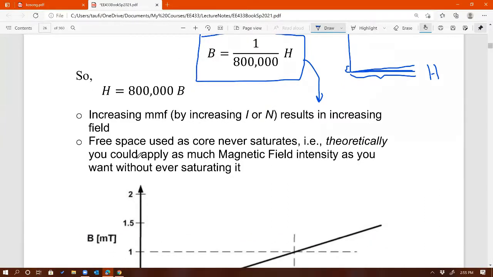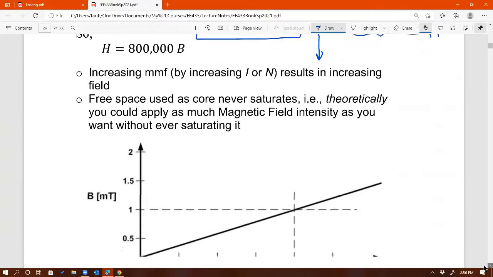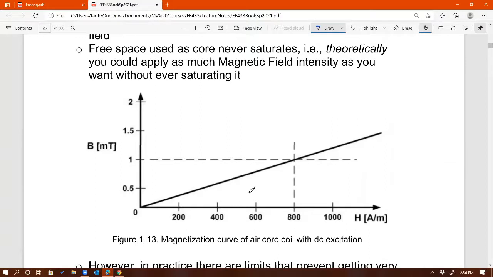And then if you use free space or air, then the core theoretically would never saturate, right? You can keep increasing. Here's the graph right here. B is in millitesla, and H is already in amps, so this is 800 amps. What it means is that in order to produce 1 millitesla, you have to have a current of 800 amps per meter. That's a lot, isn't it?